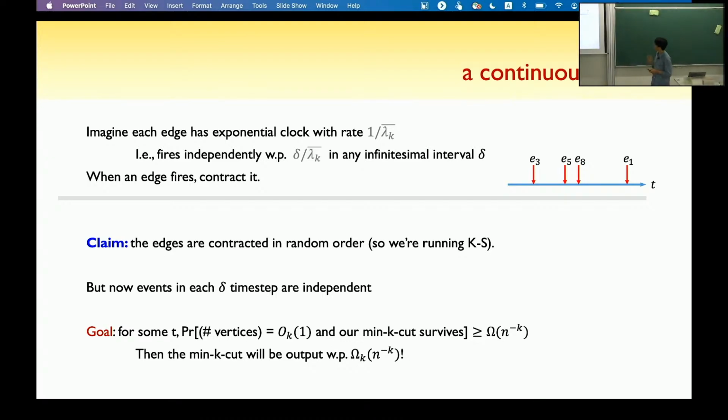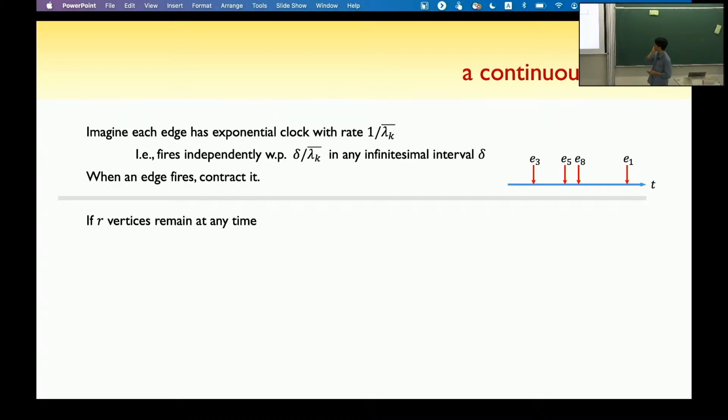Okay, so let's try to prove this. In order to analyze this process, first we will look at how fast the number of vertices will shrink. Again, let's look at one point in time when we have r vertices in the current graph.